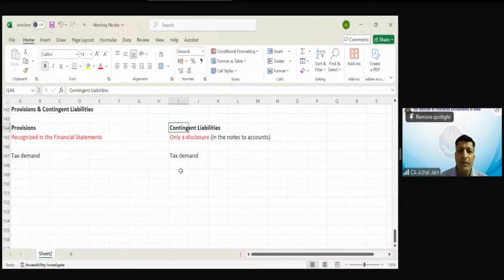Okay. So this is something which is required to be looked at in case of contingent liability. Clear? So I'm just hoping that you're clear on the accounting requirements of both of these items, provisions as well as contingent liabilities. Any questions on that?